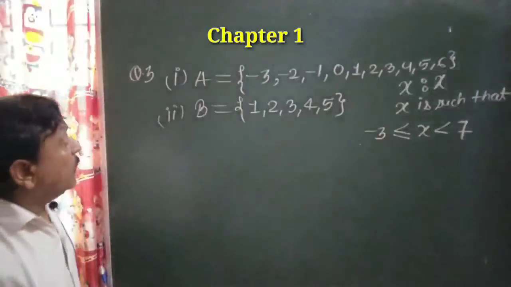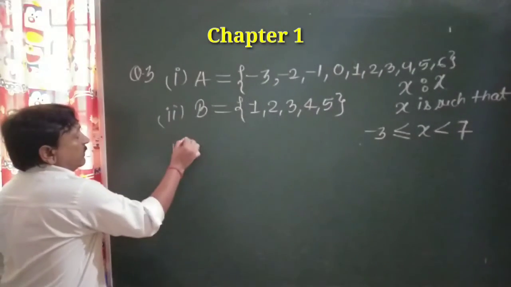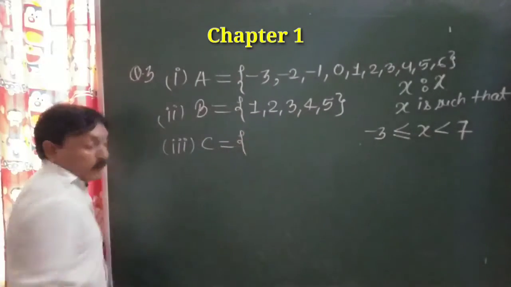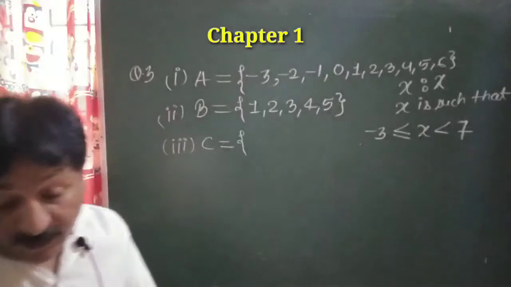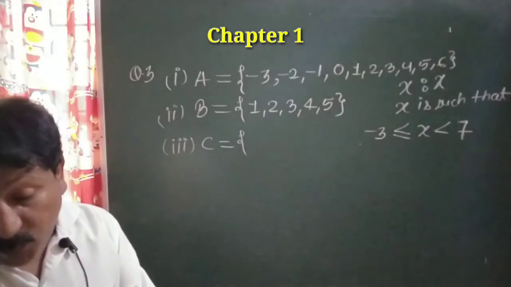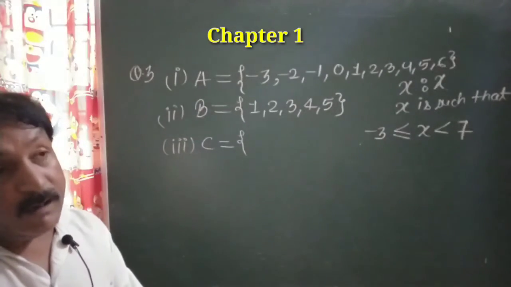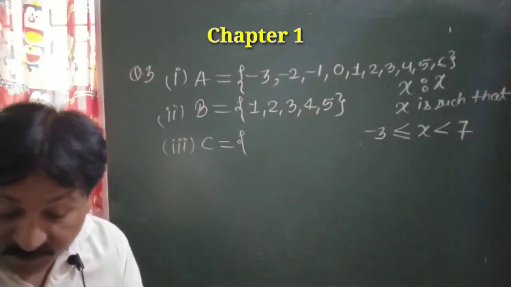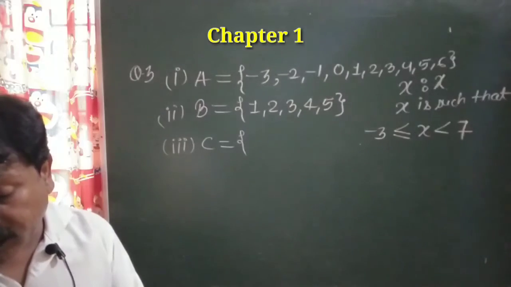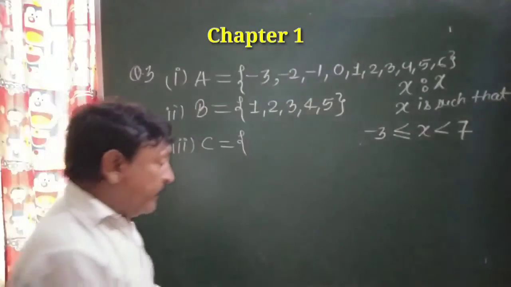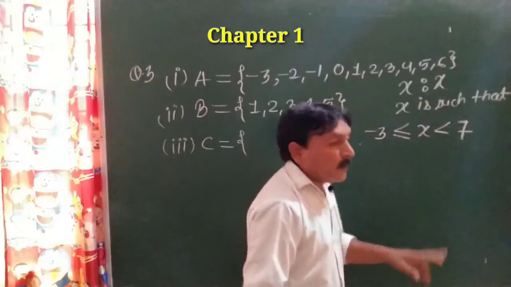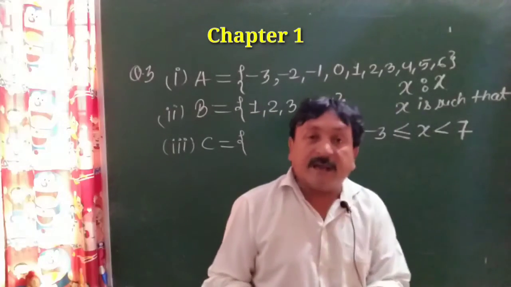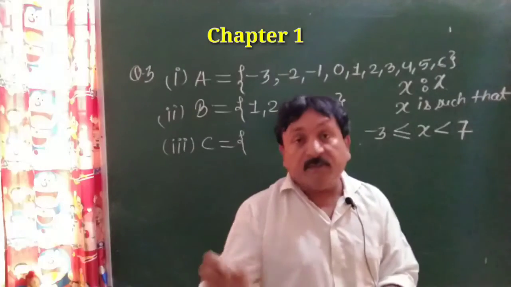Okay, now come to part third. The name of the set is C. It is saying x is such that x is a 2-digit natural number, first thing, and second thing, the sum of its digits is 8. This means we have to write all the 2-digit numbers such that when we add the digits, the sum comes to 8.